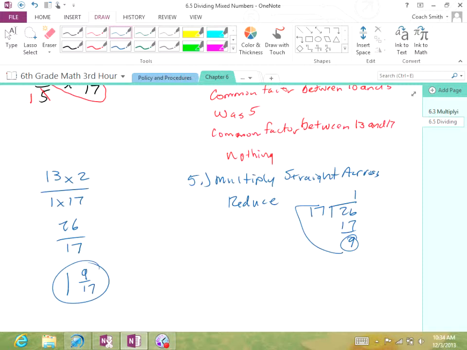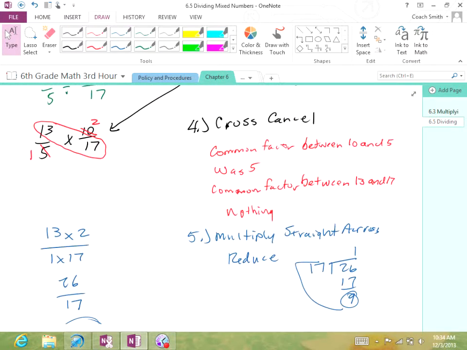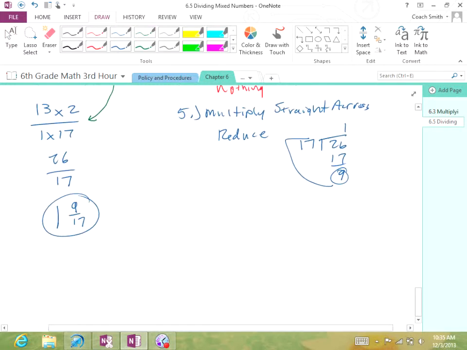Now, remember, on your cross canceling, you could have written this as 13 times 5 times 2 over 5 times 17. In other words, I wrote them with their prime factorization. The 5 and the 5 cancel out. Okay? Leaving me with 13 times 2 and 1 times 17. Okay? So either way, I don't care. If you understand prime factorization better, then prime factor them out. Okay? All right.